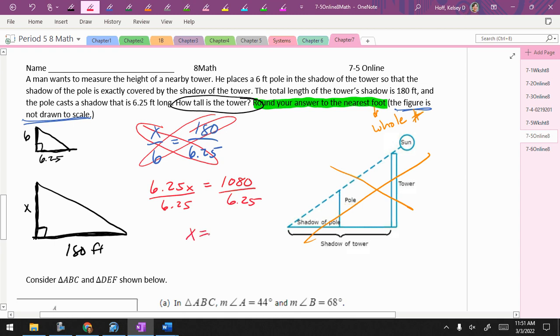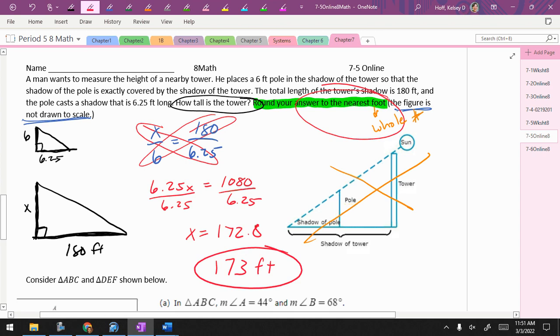I got 1,080, is that right? And then when you divide by 6.25, you get 0.8. Okay? But it's supposed to be 173. How do you know it rounds to 173? How do you determine whether it rounds up or stays the same?